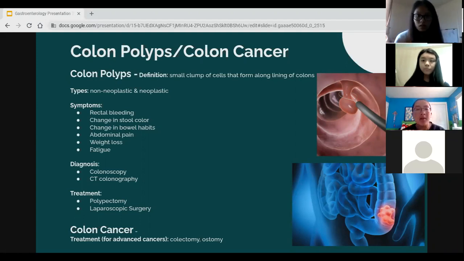There are two types of polyps, non-neoplastic and neoplastic. Neoplastic polyps are more likely to cause colon cancer than non-neoplastic polyps. In addition, larger polyps are more likely to cause colon cancer.